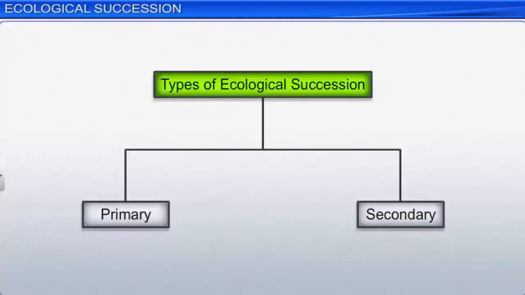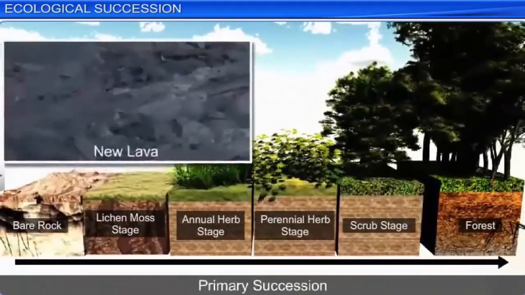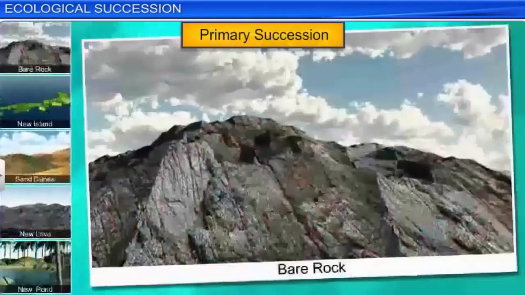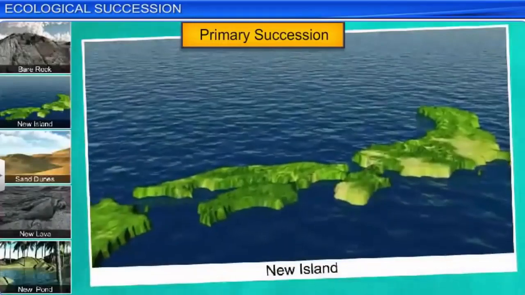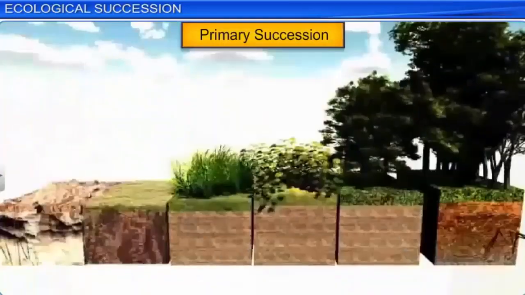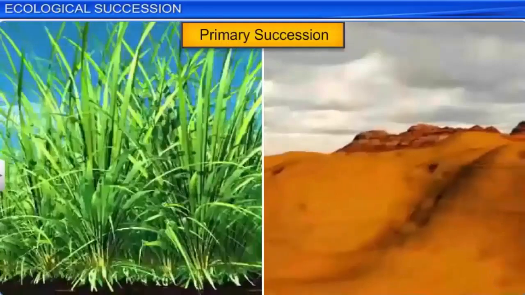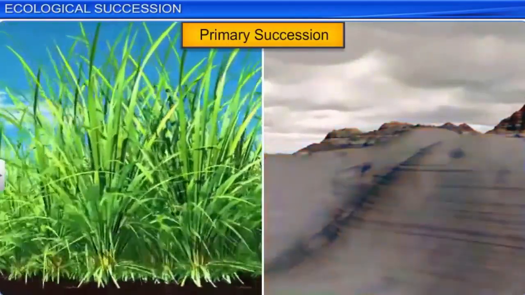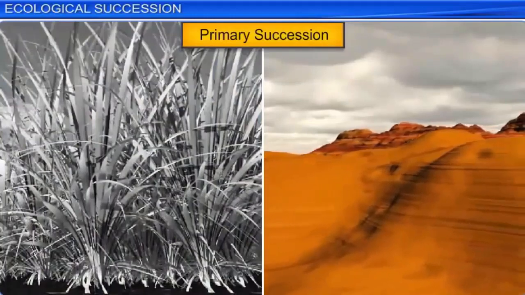Furthermore, ecological succession is of two types: primary and secondary. Primary succession is a type of biotic succession that takes place in areas where no life previously existed. Some such areas include bare rock, new islands exposed out of the sea, sand dunes, and newly created lava or a pond. The process of primary succession takes a very long time. A possible reason being that soil is required for the creation of new biotic communities, and the process of soil formation takes several hundred or thousand years, depending on climatic conditions.